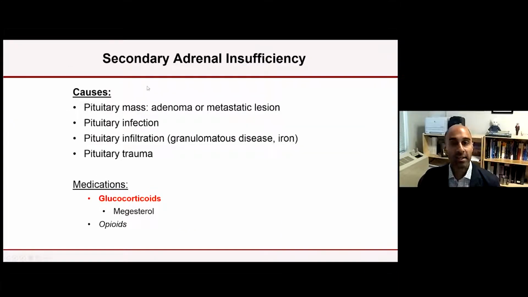So what causes secondary adrenal insufficiency? Anything that harms the pituitary or hypothalamus and renders it incapable of making ACTH. But the most common cause is iatrogenic. The use of exogenous glucocorticoids, dexamethasone, prednisone, prednisolone, Solu-Medrol, because these glucocorticoids tell the hypothalamus and pituitary to stop producing ACTH.